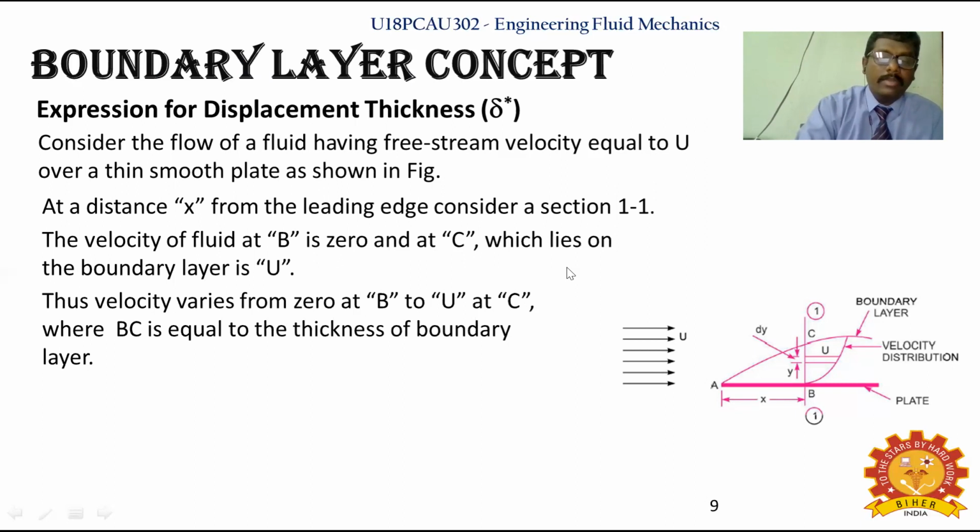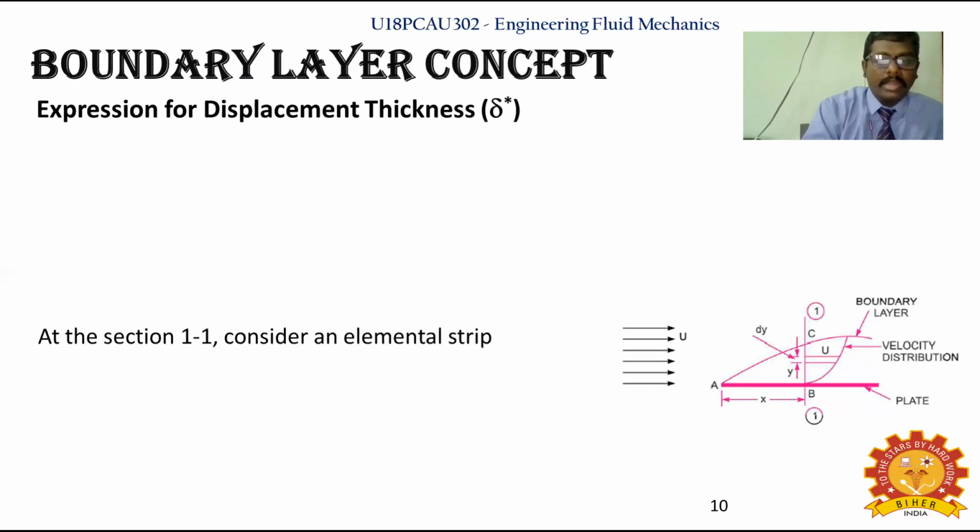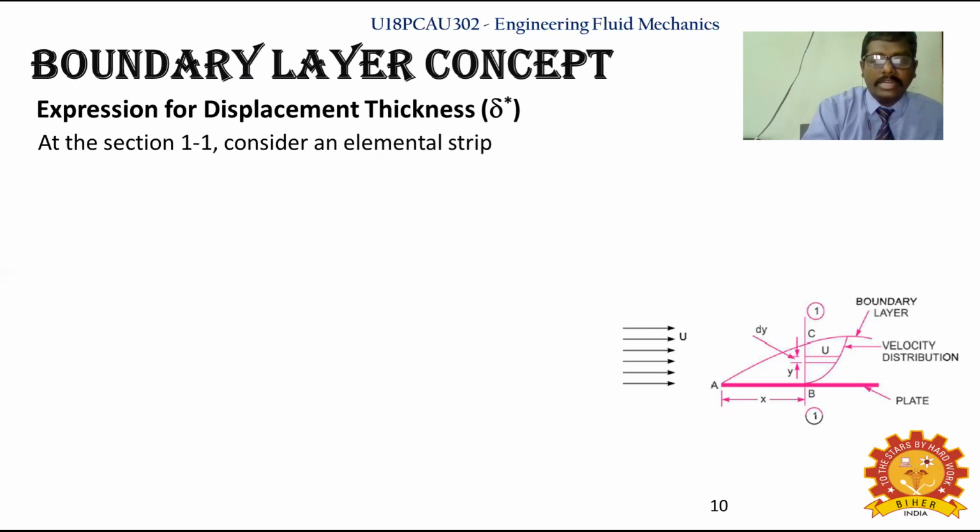Here BC is equal to the thickness of the boundary layer. So the distance BC is delta, which is what we had seen as the thickness of the boundary layer. But delta star is the displacement thickness. So the distance BC is equal to delta, and now we are going to proceed to find the displacement thickness at section 1-1.